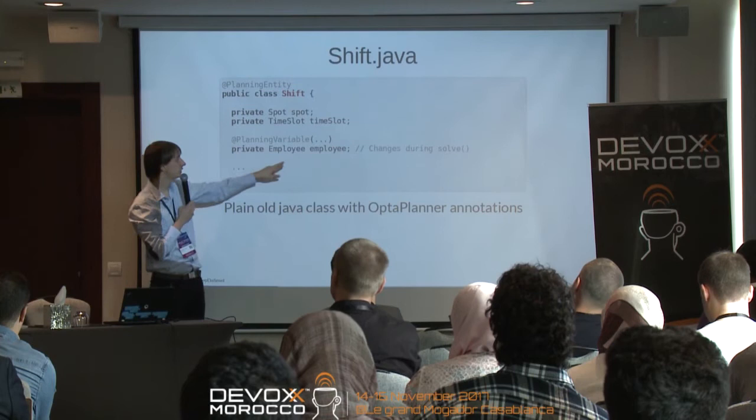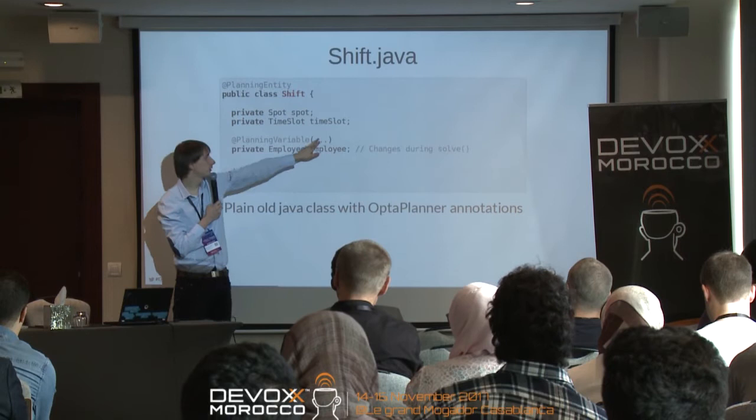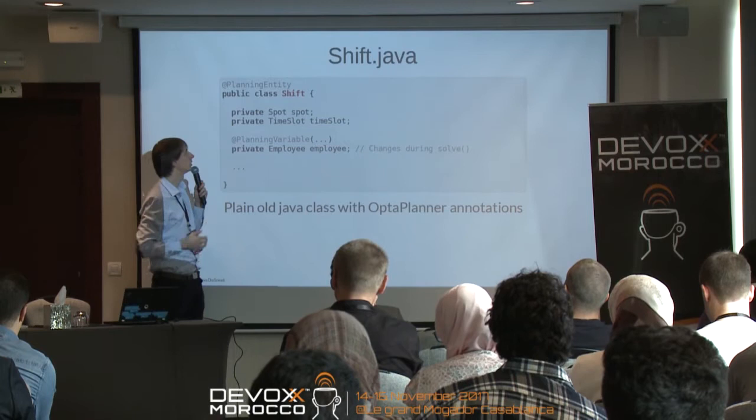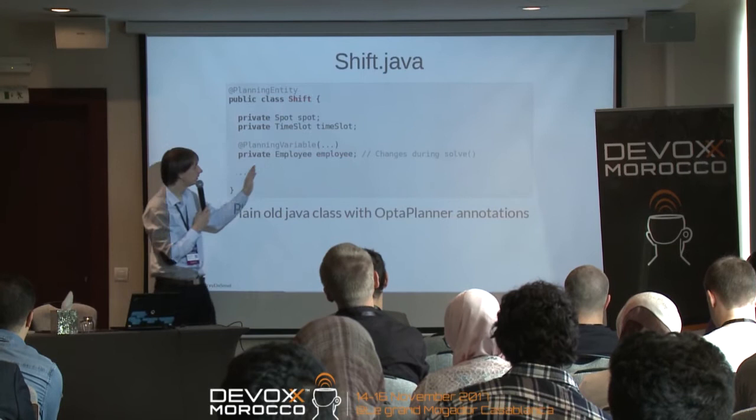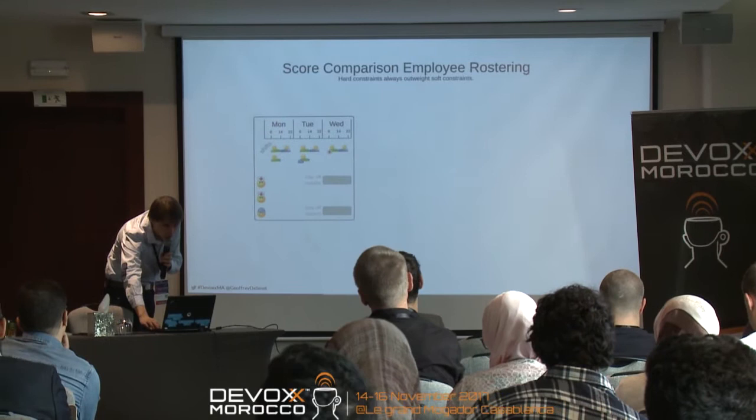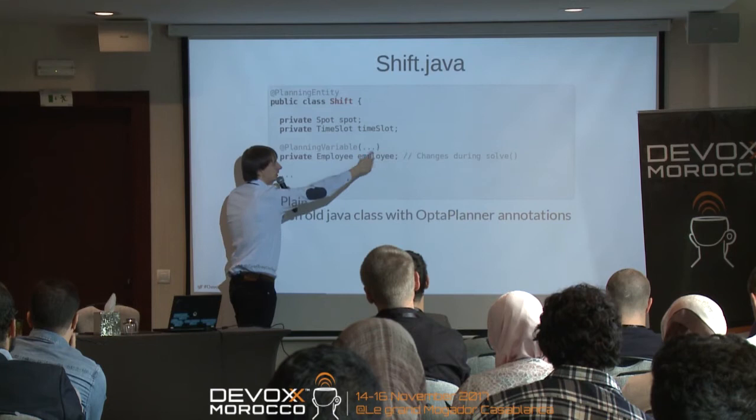But you can change the employee. You can say, OptaPlanner, you're going to be able to change the employee. And here's then a reference to where you can get those employees, the list of possible employees. That basically means for all of those shifts, whether we have 10 shifts or 10,000 shifts, you can choose an employee. And when you call solve, OptaPlanner makes sure that these go from null to an actual employee from the employee list, taking care of your constraints.